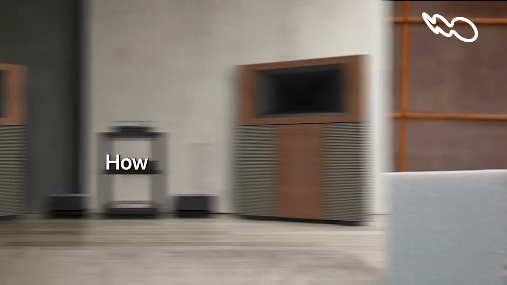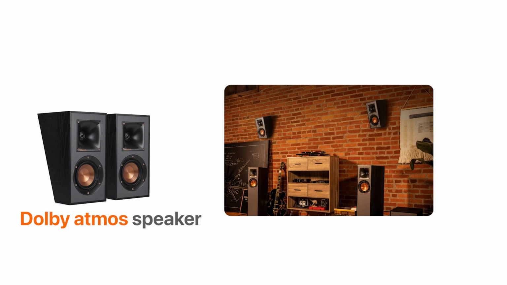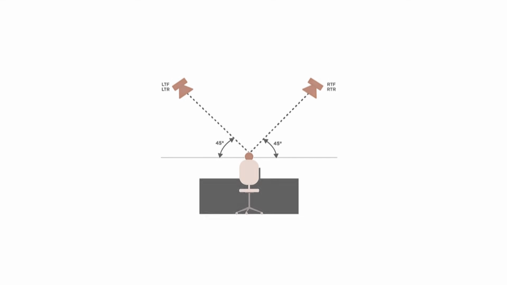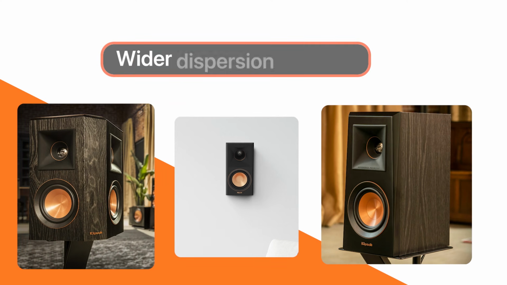When we talk about speaker dispersion, what it means is how the sound, after it leaves the speaker, spreads across the room. And different speakers, or rather different positions, have different requirements for dispersion. For example, Dolby Atmos speakers used in the ceiling should have a very narrow dispersion so that they hit you at the seating position. Speakers used for surrounds tend to have wider dispersion patterns because they are used for ambient effects and they're meant to create a sound envelope.